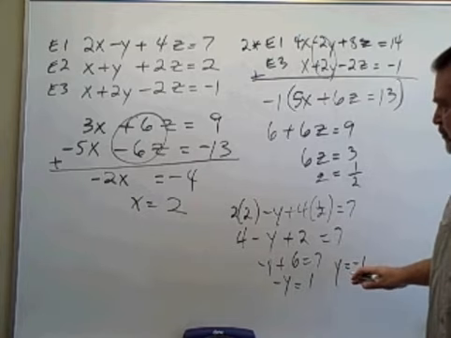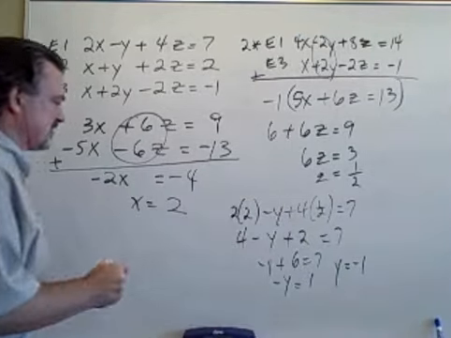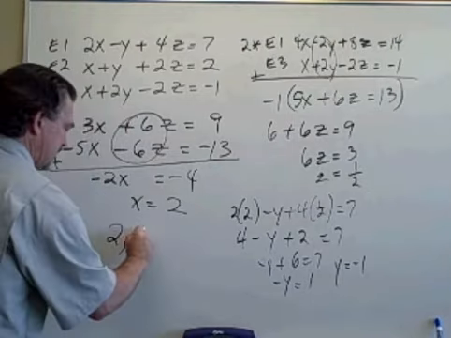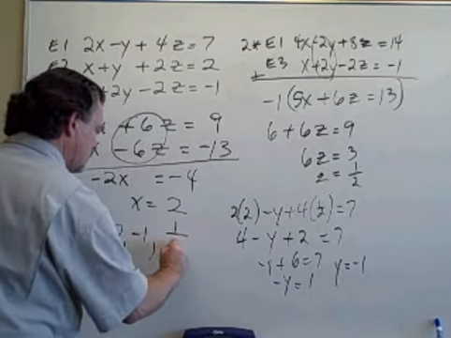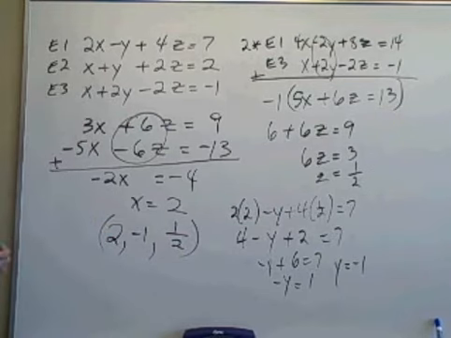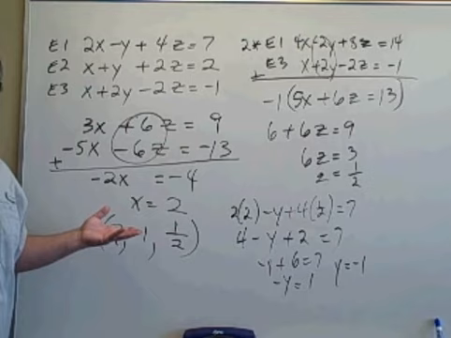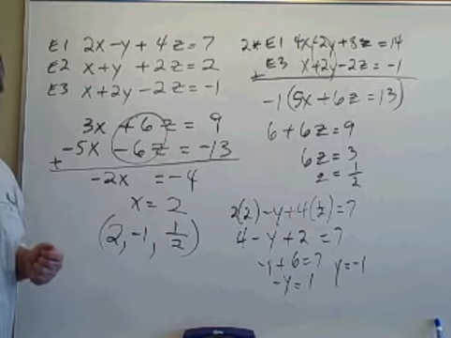And our ordered triple solution for this system of equations is x is 2, y is negative 1, z is 1/2. And we have solved another system of linear equations that was 3 equations with 3 unknowns.